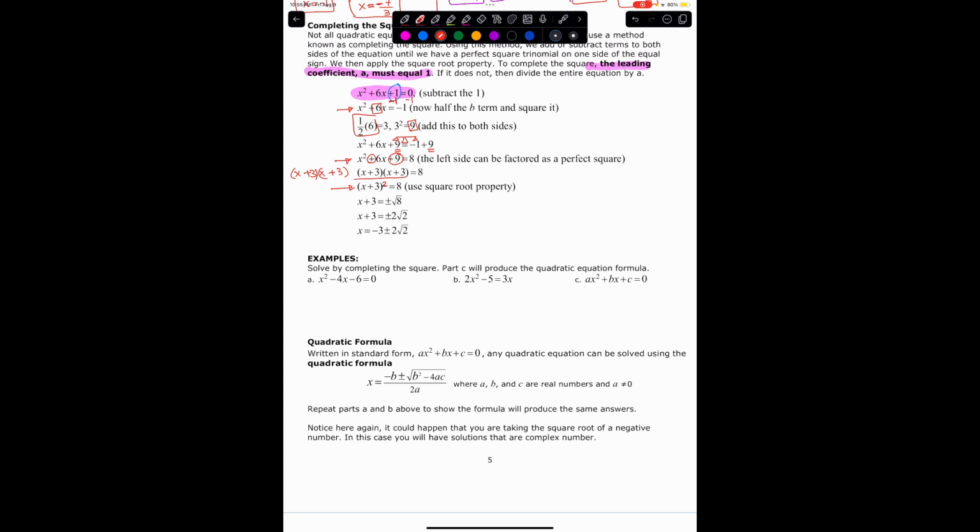Now, if we use the square root property, we're going to take the square root here and the square root here. Don't forget positive and negative. The left-hand side is going to be x plus 3, because the square root cancels with the square. Positive or negative square root of 8, I showed you how to simplify that. It's going to be positive or negative 2 square root of 2.